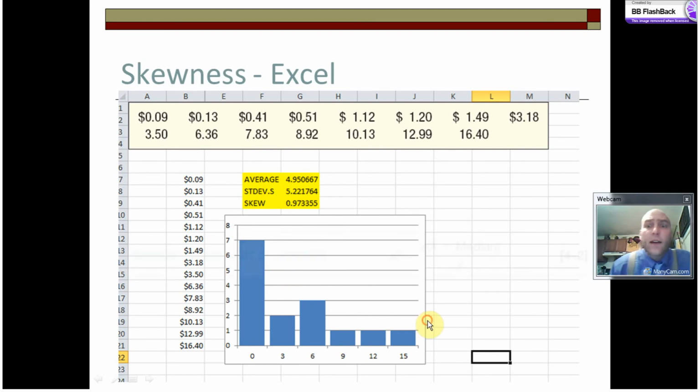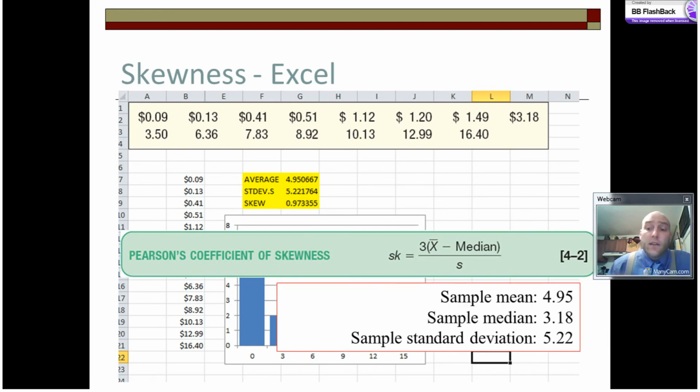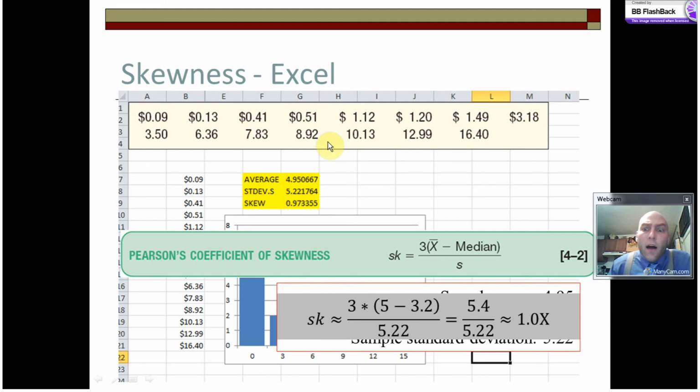I said there was some practical utility in using Pearson's formula, and here it is. If I were just to give you the sample mean is 4.95, which you can see here, and the sample standard deviation is 5.22, and we know that the median is 3.18, because half are below and half are above. I may not have all of this data. I may not have Excel, but I know that 4.95 is just about 5. I know that the median of 3.18 is just about 3.2. I know that that difference is about 1.8.